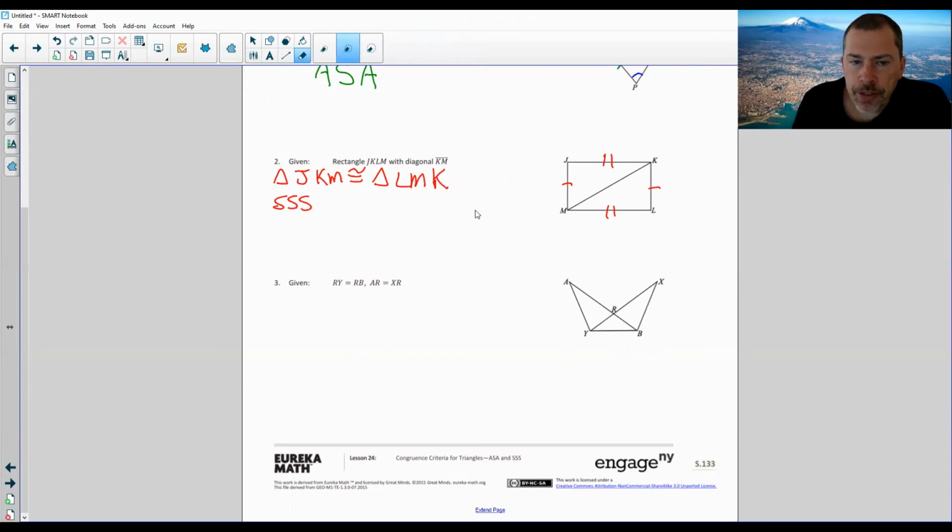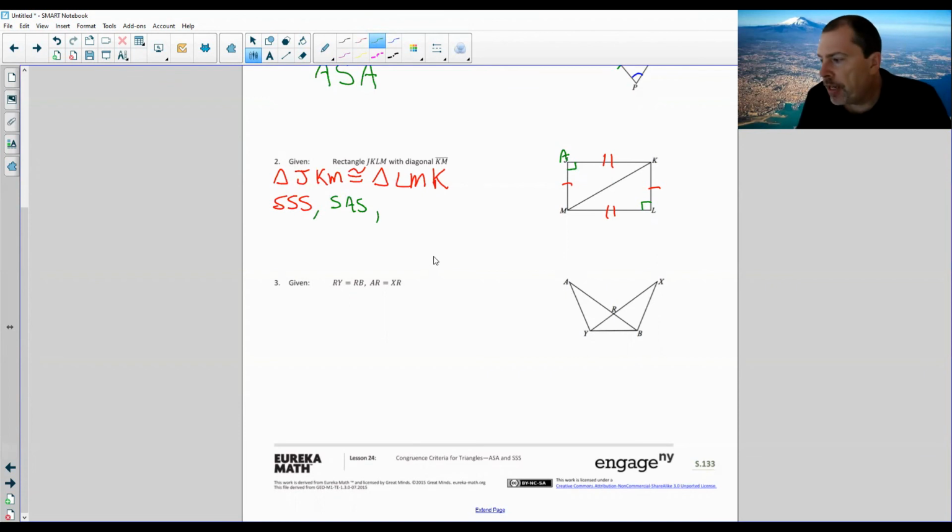So I'm going to erase this, and now I'm going to state another reason. Well, if it is a rectangle, by definition, rectangles have 4 right angles. So I know J and L are right angles, they're congruent. Now I have a side, an included angle and a side. So that's where SAS comes in.